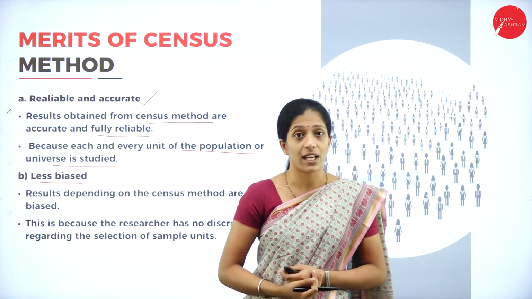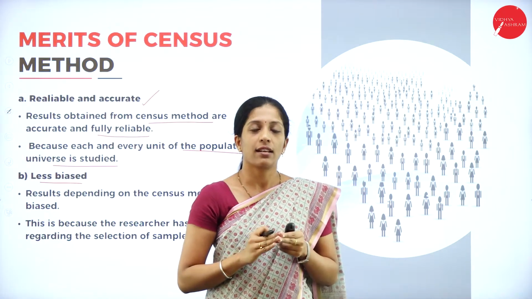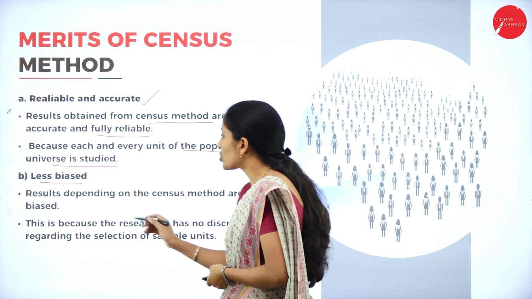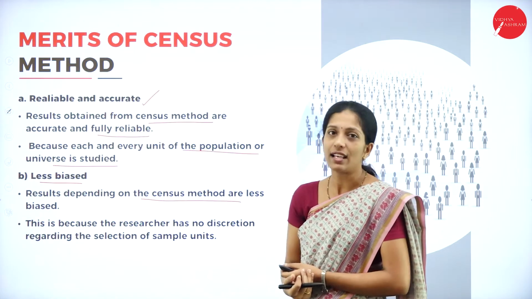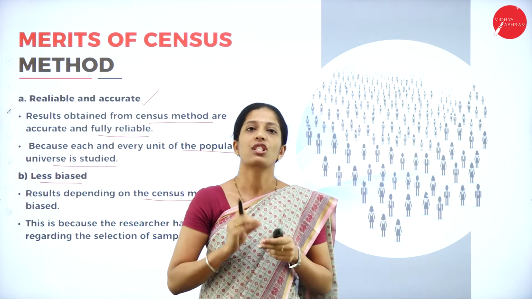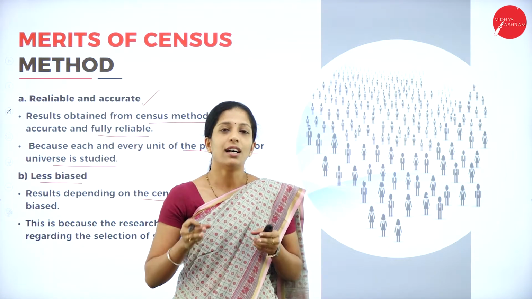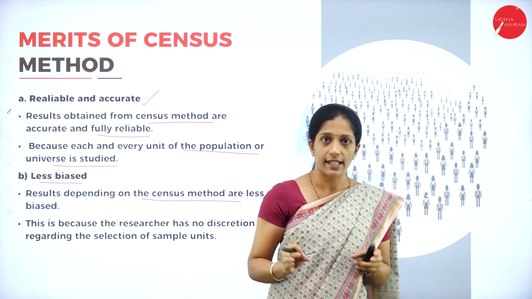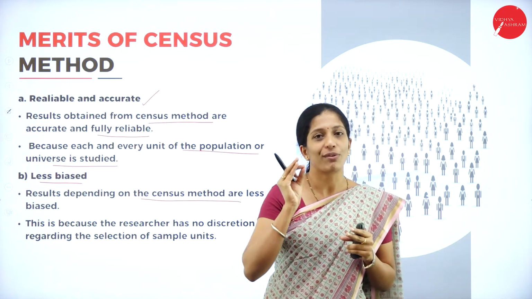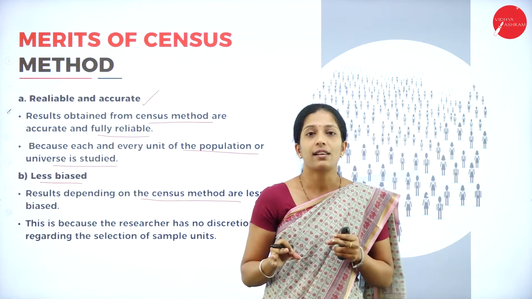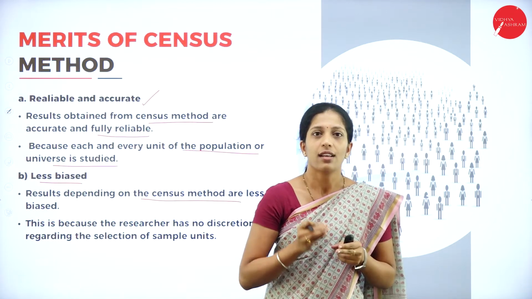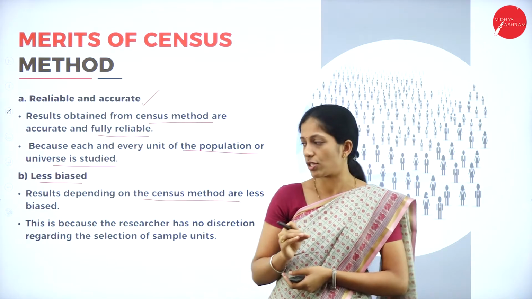Next one is less biased. So, there is no discrimination. There is no opposition in respect of respondents as well as in respect of the researcher. Results depending on the census method are less biased. In the sense, there may be fewer chances of opposition to the results collected by the researcher. So, if they are going to collect the information from a particular state, the chances of bias or opposition will be very low, because in that particular state the researcher has contacted and collected the information individually. So, there may be fewer chances of opposition.